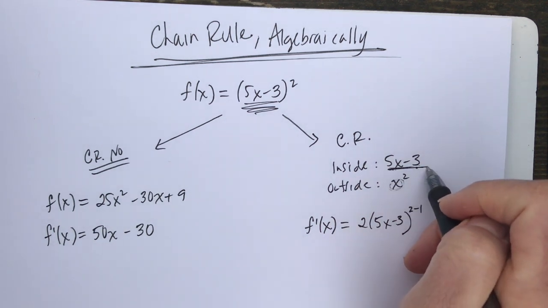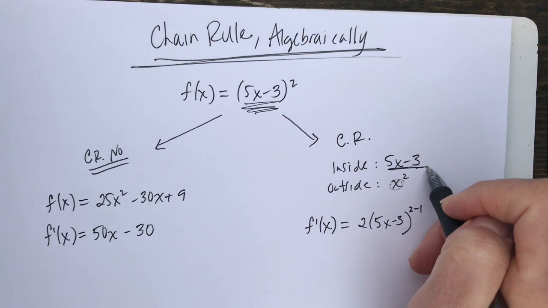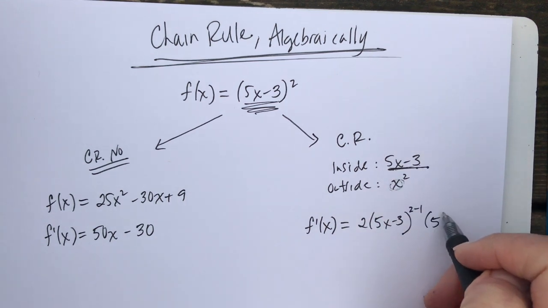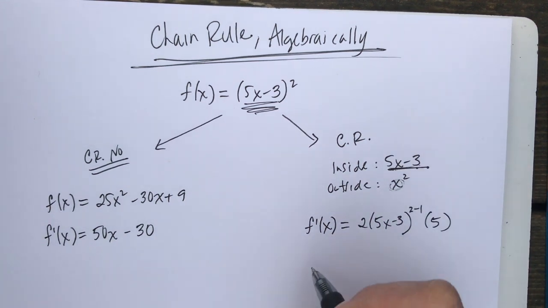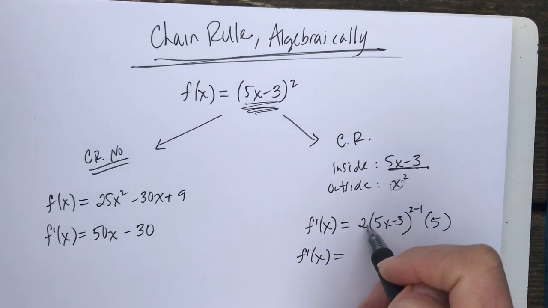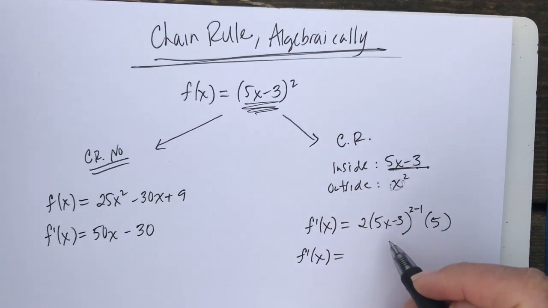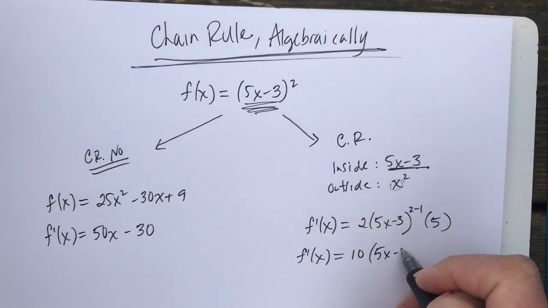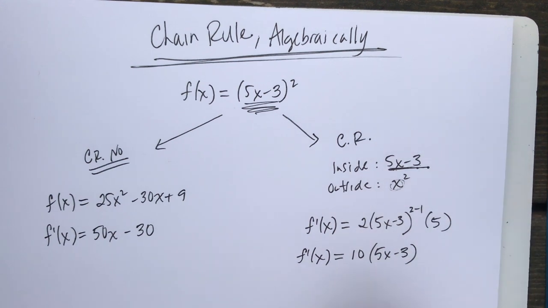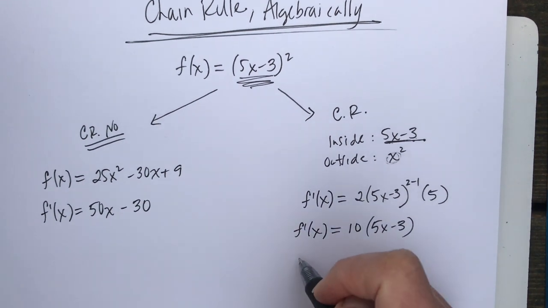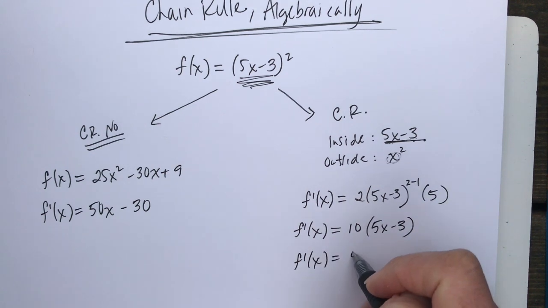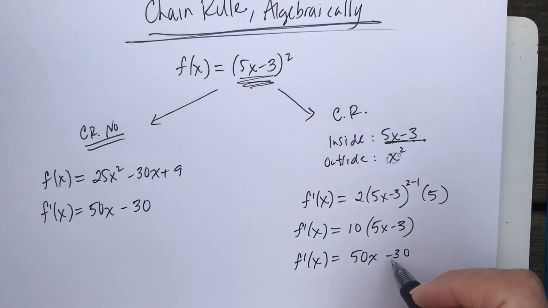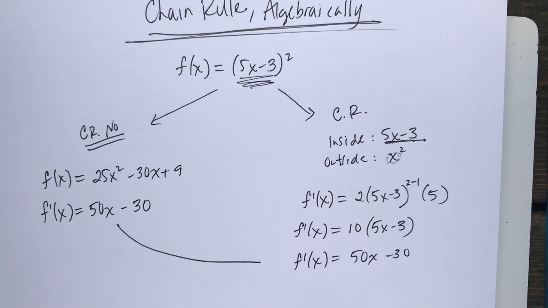My inside function is 5x minus 3, so I'm going to multiply by 5, which is the derivative of 5x minus 3. When I clean all this up, I'm going to do my 2 times my 5. Those are just two numbers that I'm multiplying together. That's 10. Then I have 5x minus 3 to the 2 minus 1 power, which is just the first power. Keep simplifying, I get f prime of x is 50x minus 30, which is what we saw in the world without chain rule. So here our two worlds are giving us the same derivative.